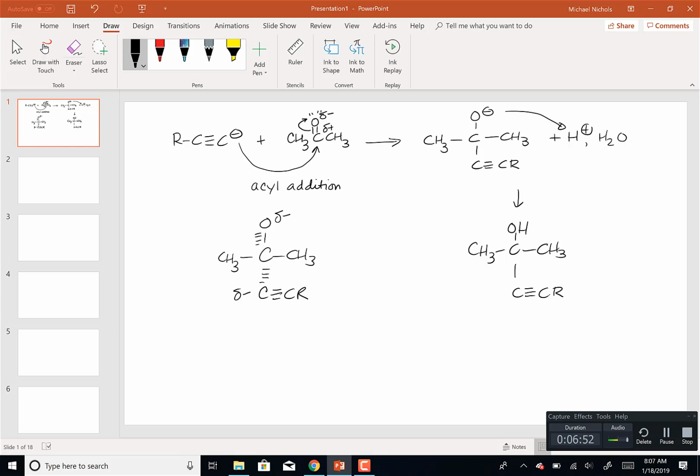So E is the alkynyl anion plus the cyclohexane. Okay.